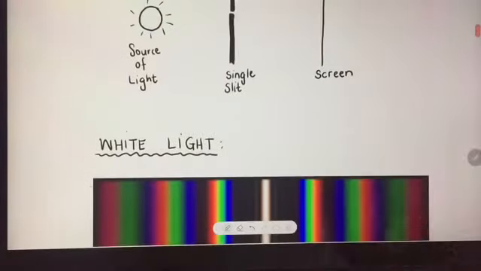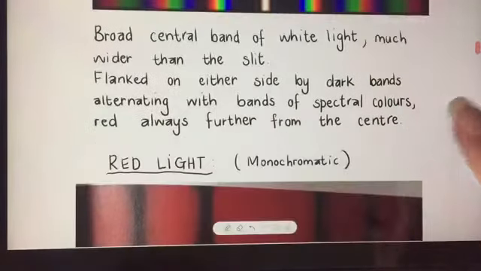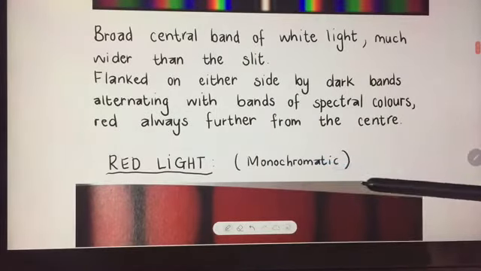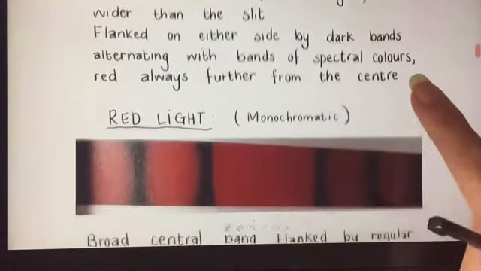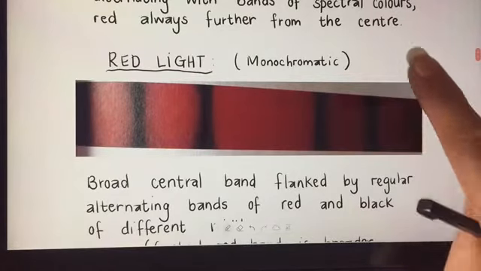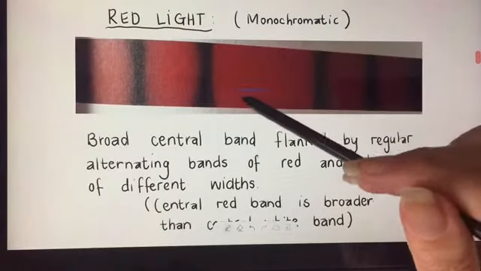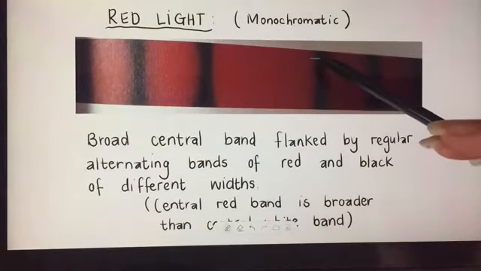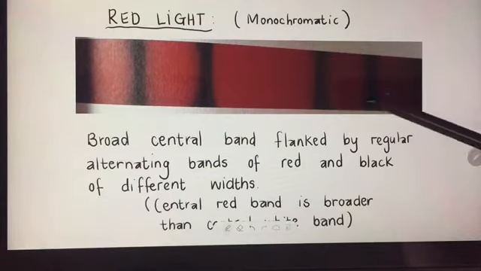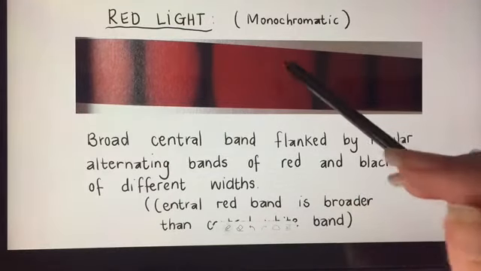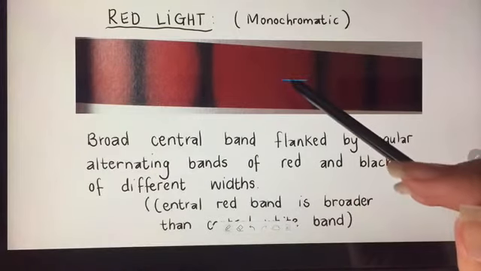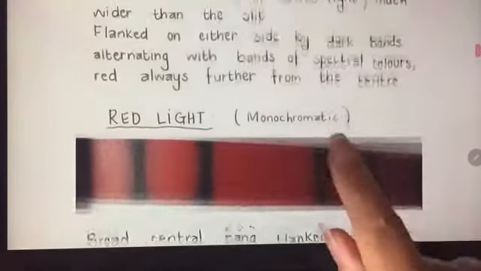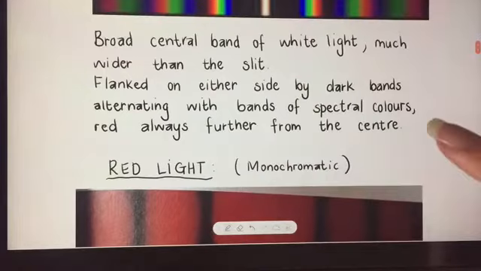Then if we go back here and we replace our source of light with a red light, and here we talk about monochromatic light because it's light of one color only, it's only red light. The pattern on the screen then looks like this. So I've got a central band of red light, and on either side I've got a black band, and then red again, black, red, and the same on that side. And this central red band is much broader than our previous white band over there.